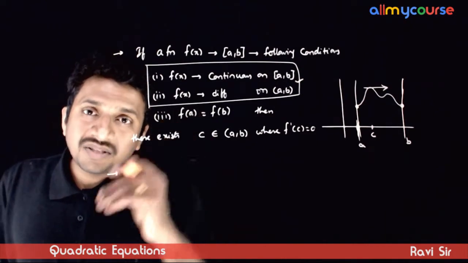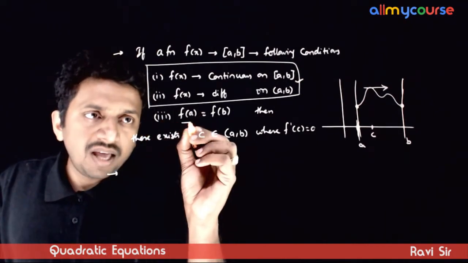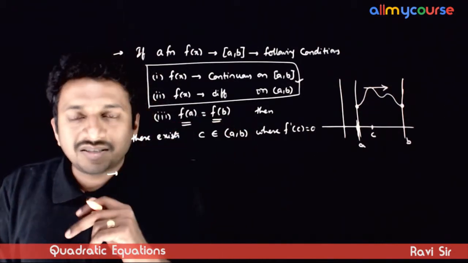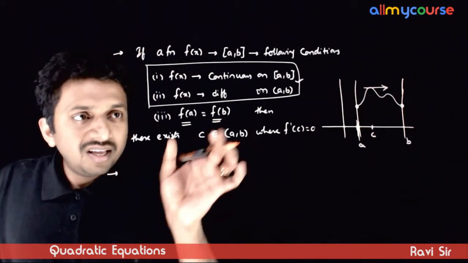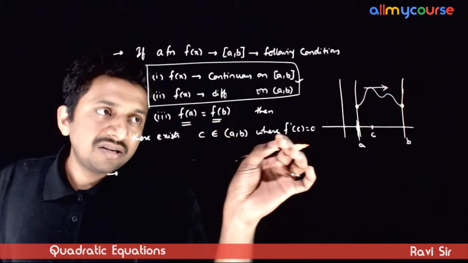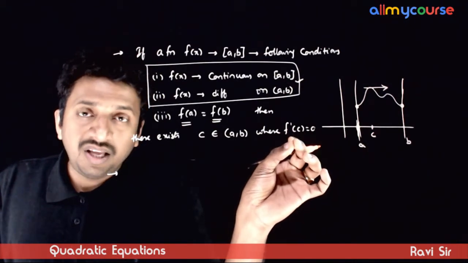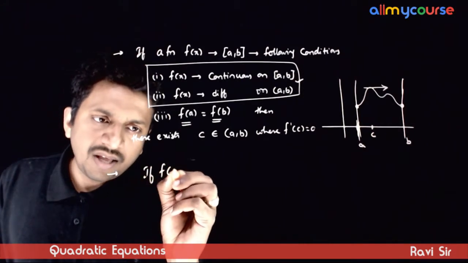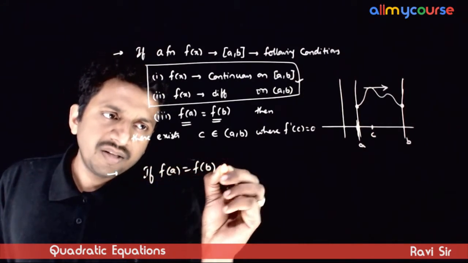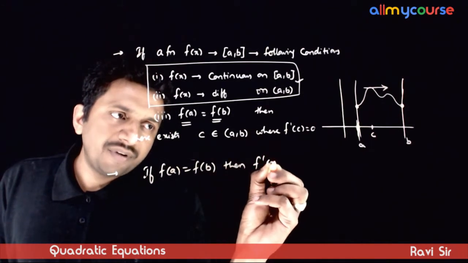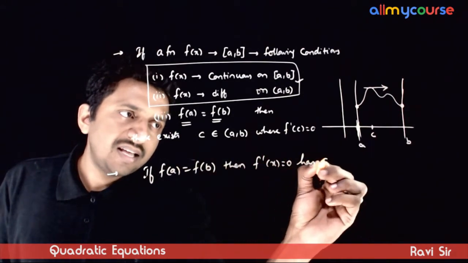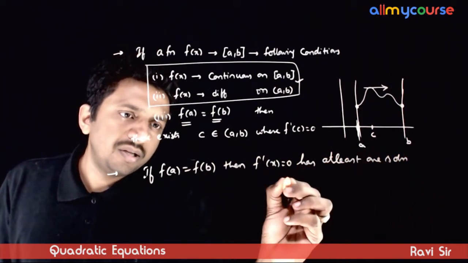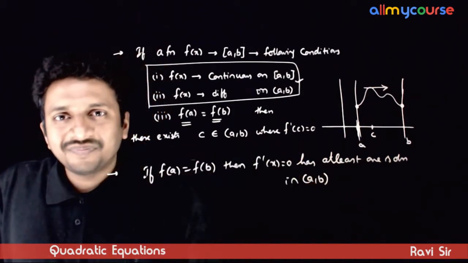So what does this theorem say for polynomial functions? If there are two points a and b such that f of a is equal to f of b, then in between a and b, the value of f dash will be equal to 0 at least at one point. So if f of a is equal to f of b, then f dash of x is equal to 0 has at least one solution in open (a, b).